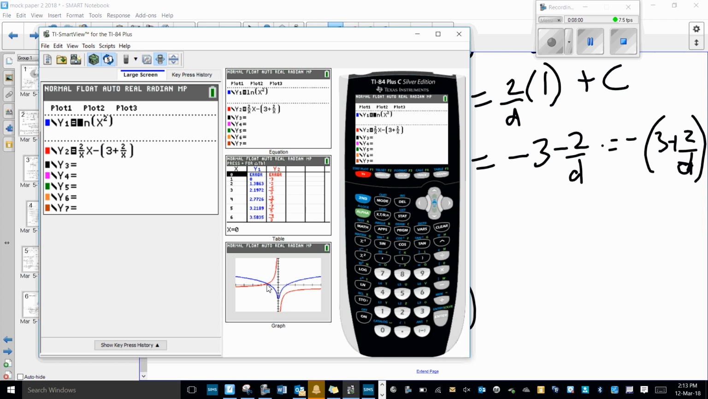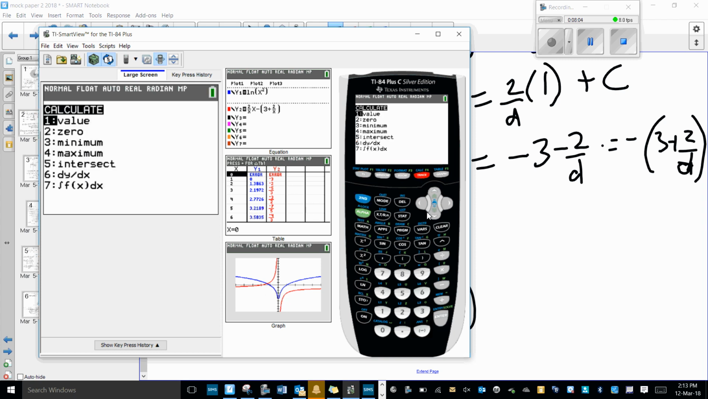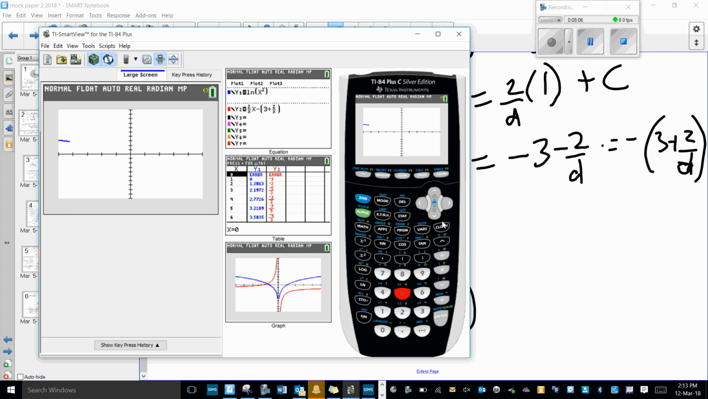So second calc, we're looking for where they intersect. So we're trying to find this point here. So the first curve. So just make sure it's close to where the intersection happens. And it tells us it's at -1.305.